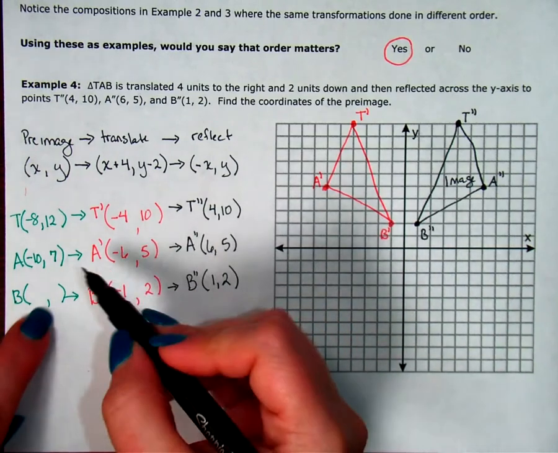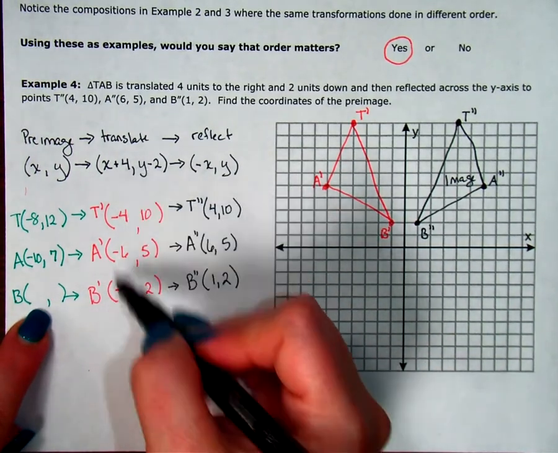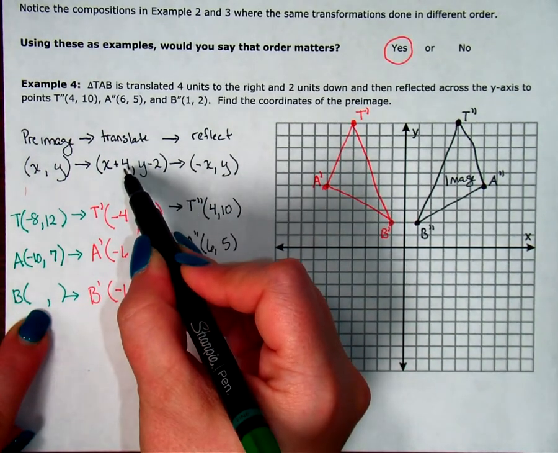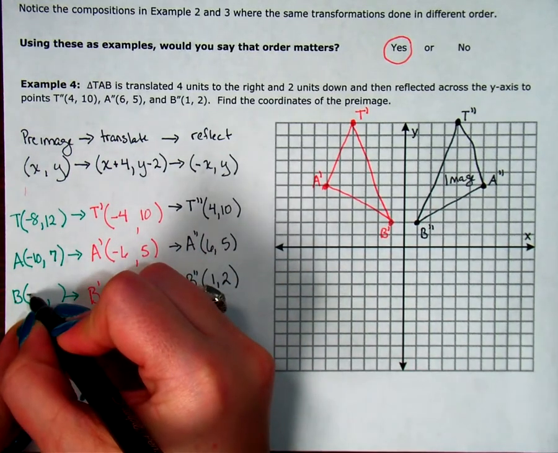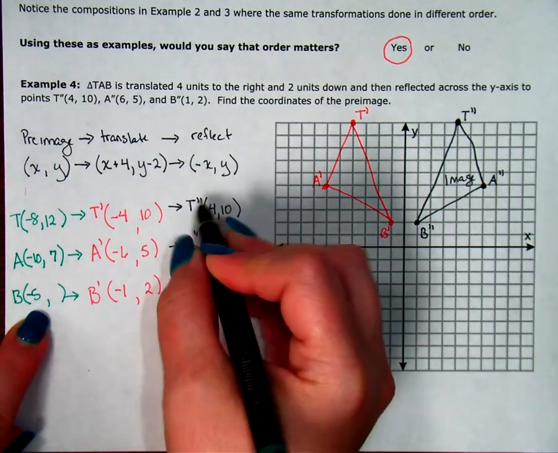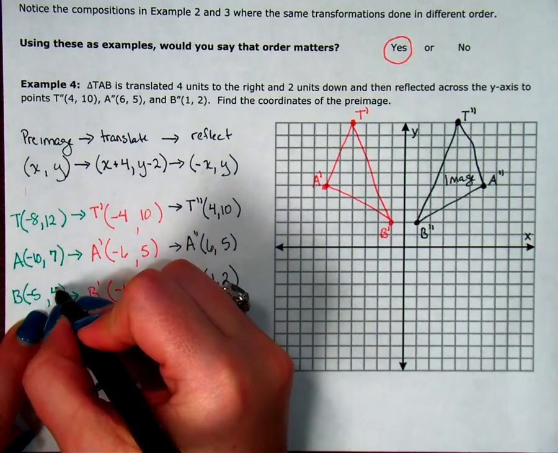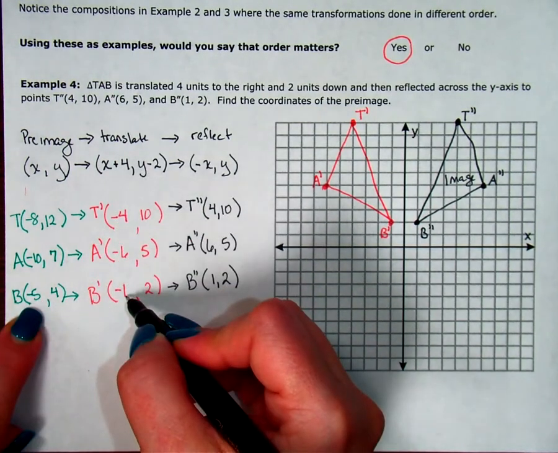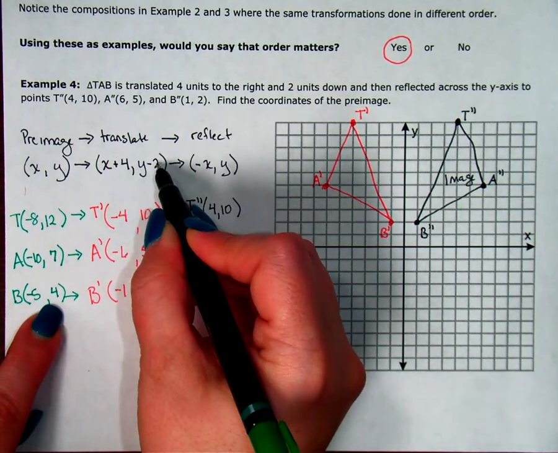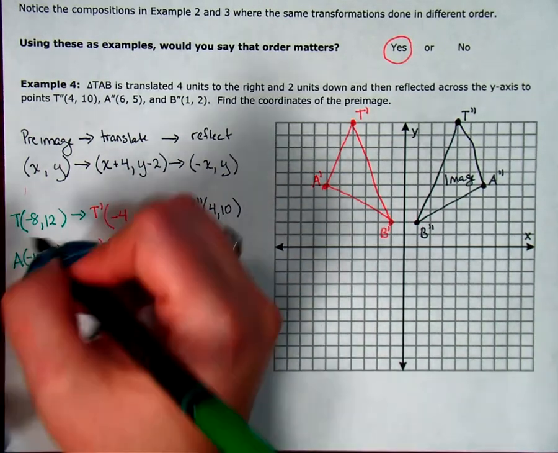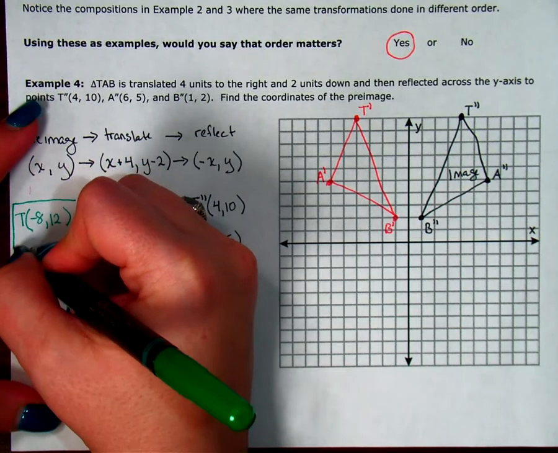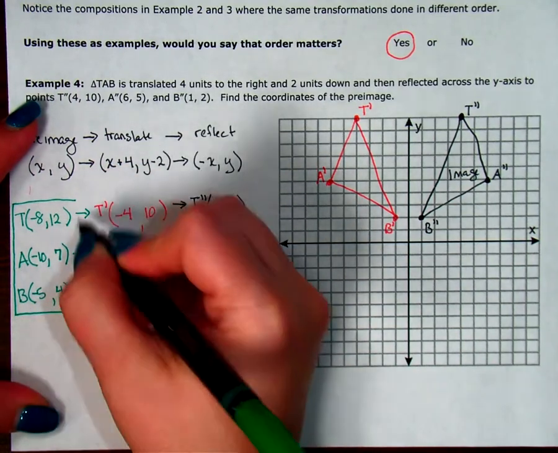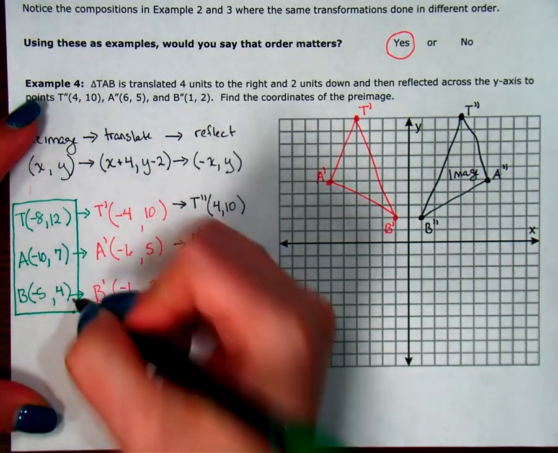Okay? All right, so then here I'm going to work backwards. Negative 1 minus 4 is going to put me at negative 5. 2 plus 2 is going to put me at 4. So that way, when I go to the right, negative 5 plus 4 is negative 1. 4 minus 2 is 2. So here are my final, my original answer points.